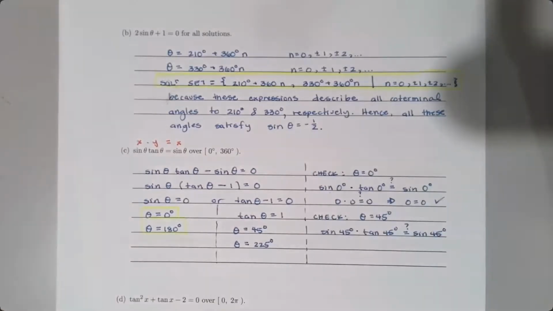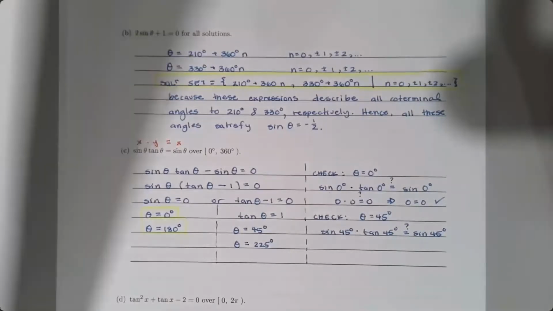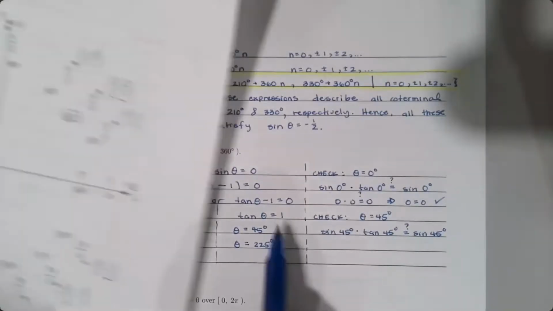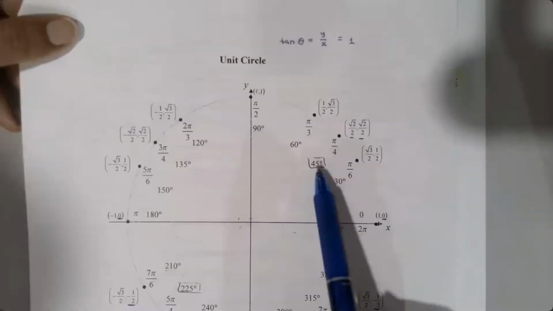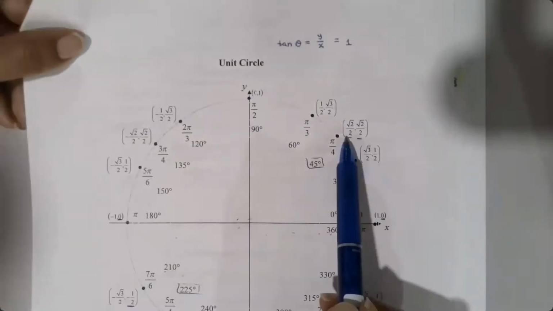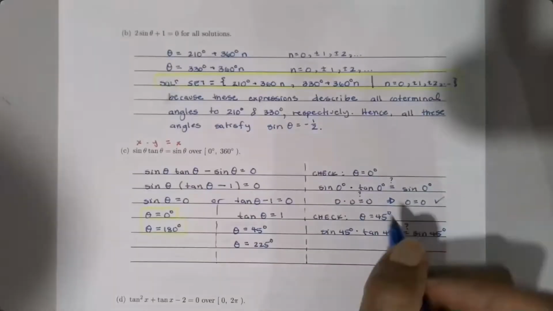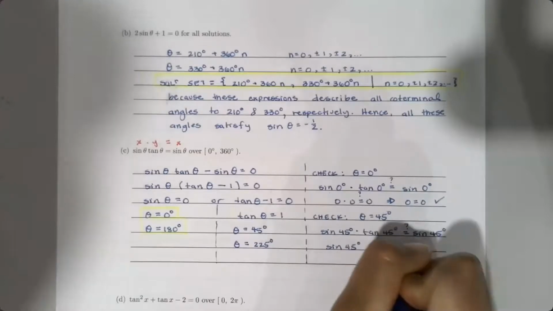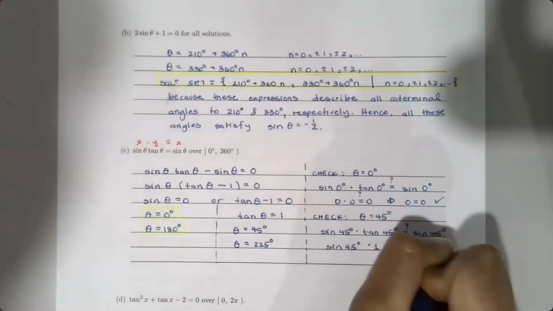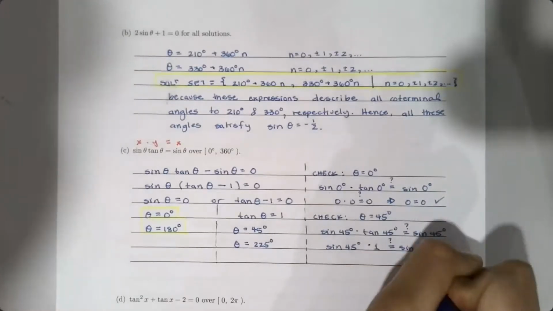Well, we just completed the tangent part, right? We saw that tangent of 45 is equal to 1 because the y and the x are both the same. So that means that this is 1. So is it true that sine of 45 degrees times 1 is equal to sine of 45 degrees? Well, yeah, that is true.